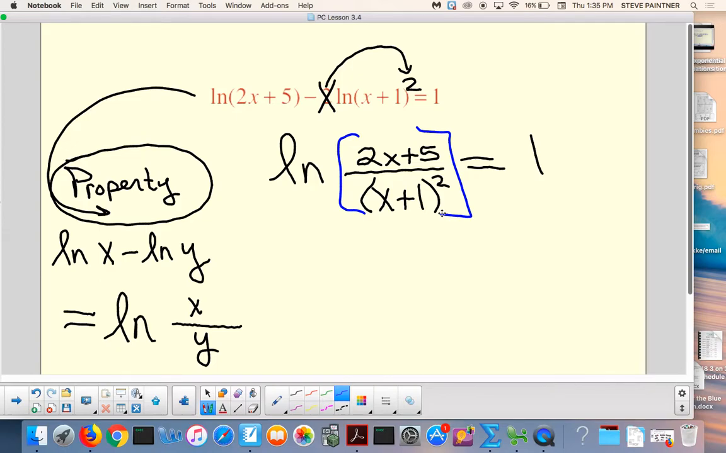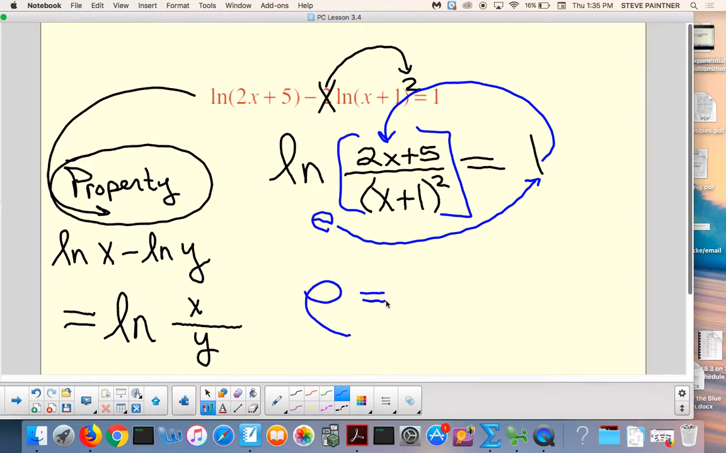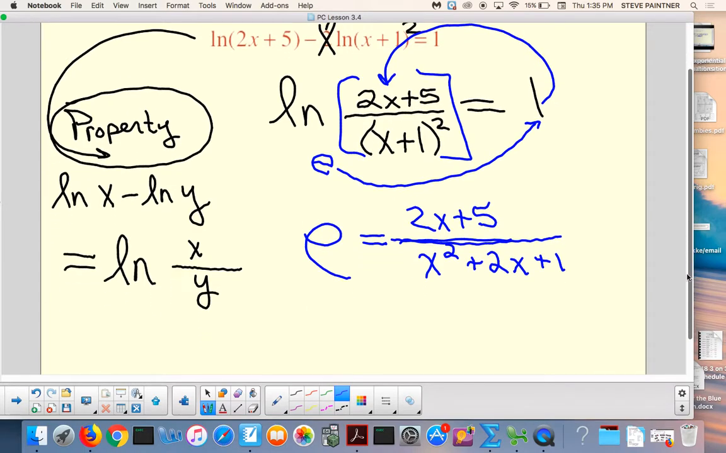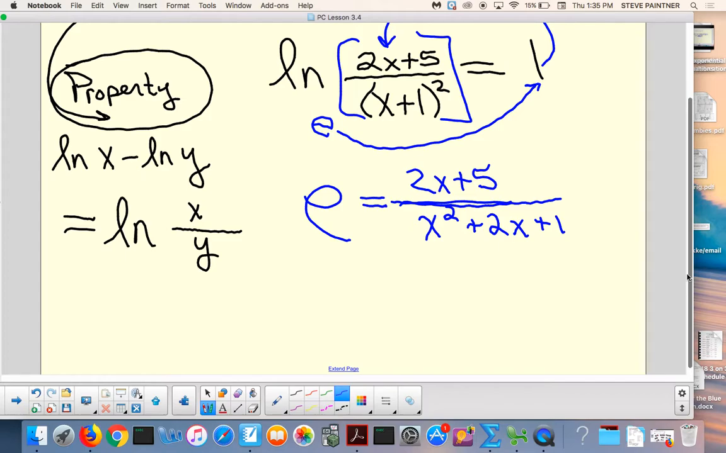By definition, this is telling you base what? E to the first must equal that number. So basically, E to the first is equal to 2x plus 5 over, I'm going to FOIL this out in my head, x plus 1 times x plus 1: x squared plus 2x plus 1. You guys okay with what I just did? I actually FOILed it. Now I'm going to ask you, see what I'm saying? It's getting messy, isn't it?